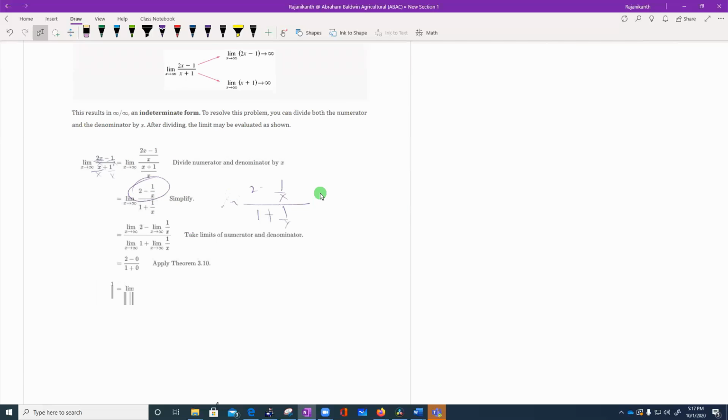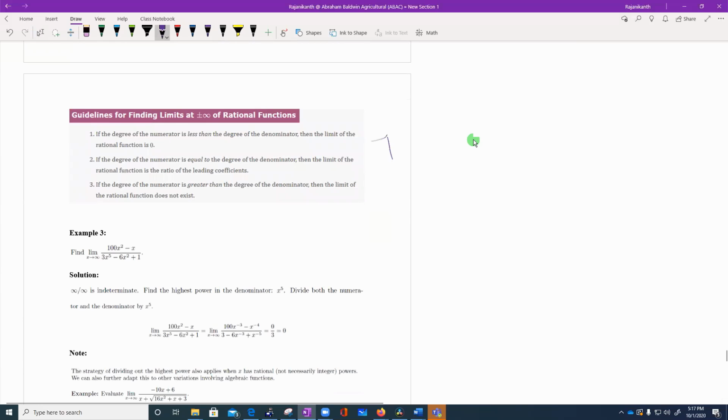Now plugging in the limit will give you a good number. When x goes to infinity, 1 over infinity, you could use that theorem. Remember, 1 over infinity and 1 over negative infinity is always 0. So when plugging in x going to infinity, this is going to be 0, and this is going to be 0 as well. Therefore, the answer is 2 over 1, which is 2. That is very easy now. Finding limits.